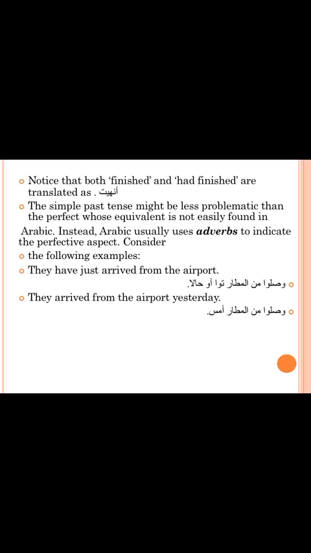وصلوا من المطار توا. They arrived from the airport yesterday. So وصلوا من المطار أمس. So as you can see, have arrived, وصلوا توا, and arrived, وصلوا. So توا was used in Arabic to convey or to express the perfective aspect.